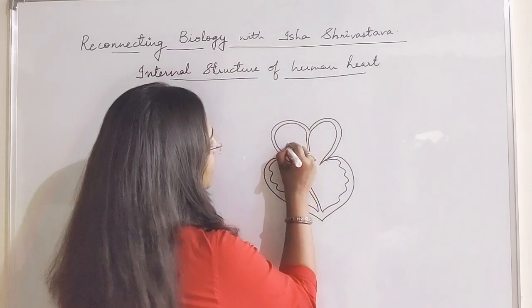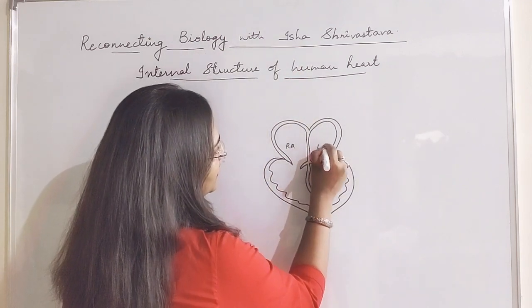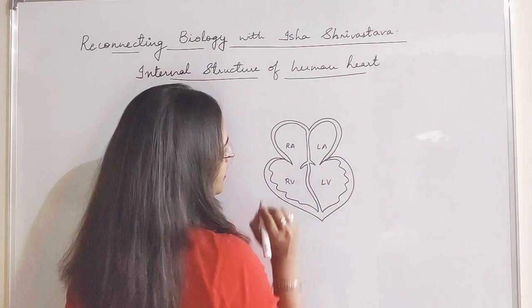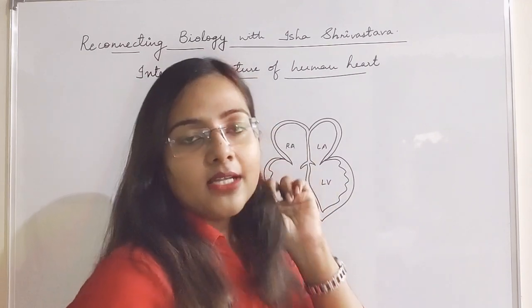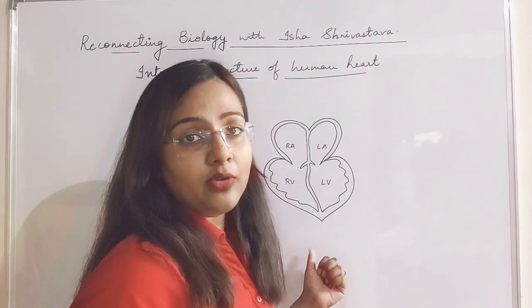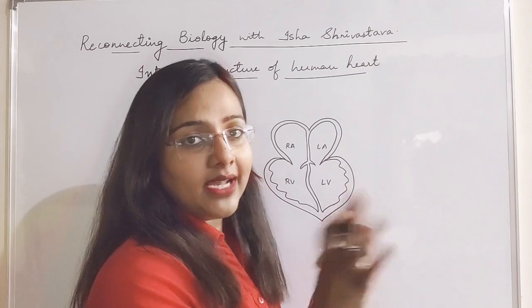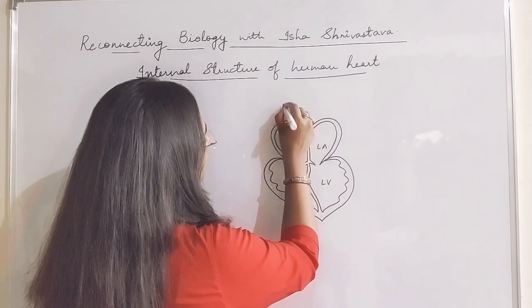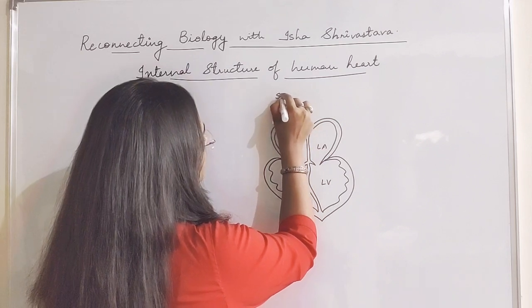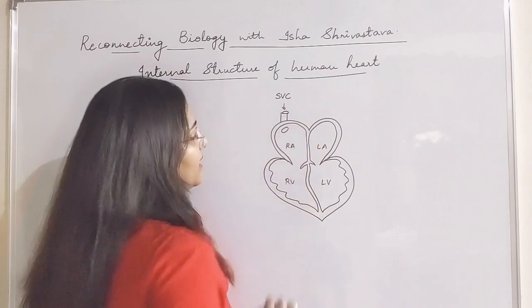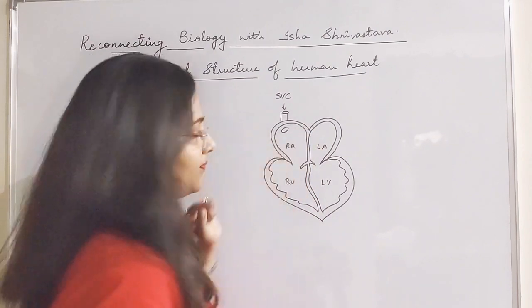Now let's label it as the right atrium, the left atrium, the right ventricle and the left ventricle. Now let's start with the blood vessels of the heart that carry the deoxygenated blood from the other parts of the body to the right atrium. This is known as the vena cava, the superior vena cava. The opening of the superior vena cava in the right atrium will be shown like this.